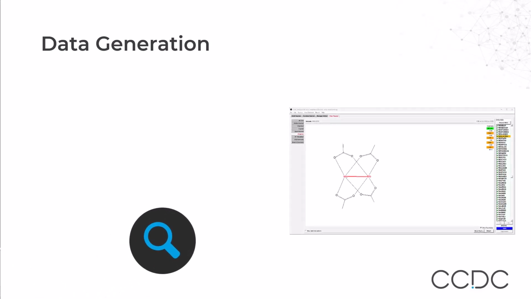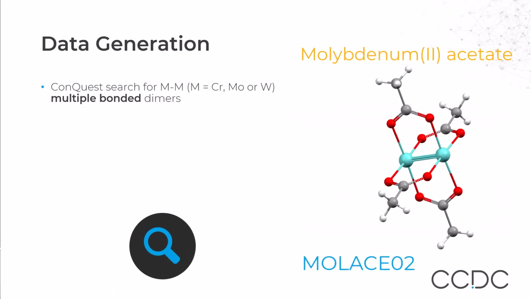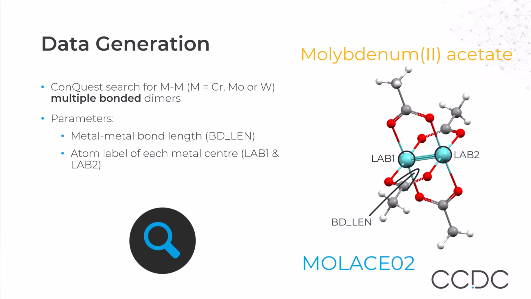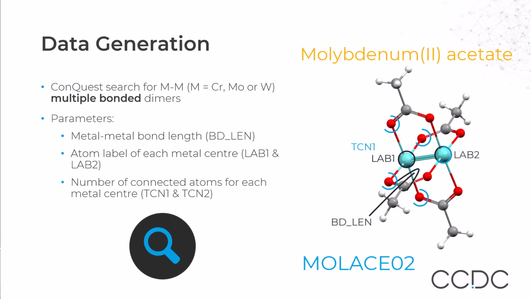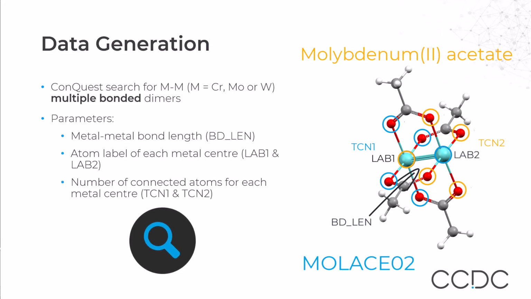In this example, the data has been generated from a Conquest search. The search itself was for metal-metal multiple bonded dimers where the metal is chromium, molybdenum or tungsten, with the following parameters defined: the metal-metal bond length, the atom label of each metal, and the number of connected atoms of each metal. You can find resources for creating 3D searches in Conquest in the video description.